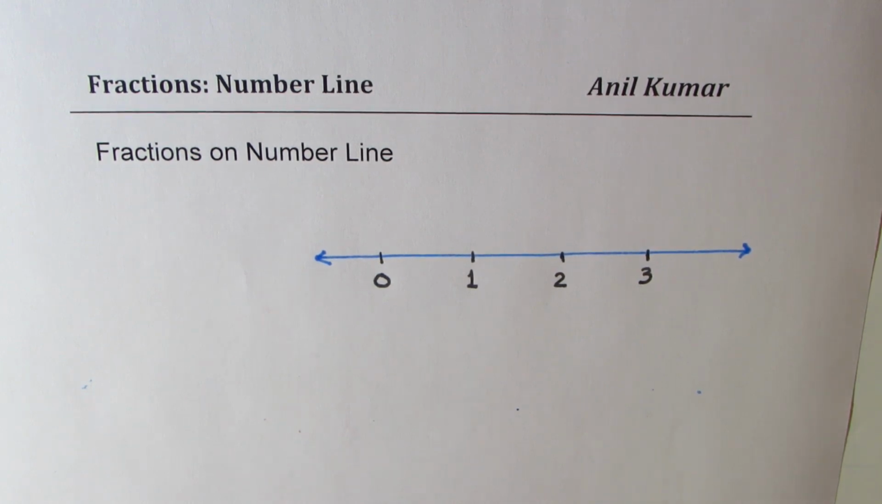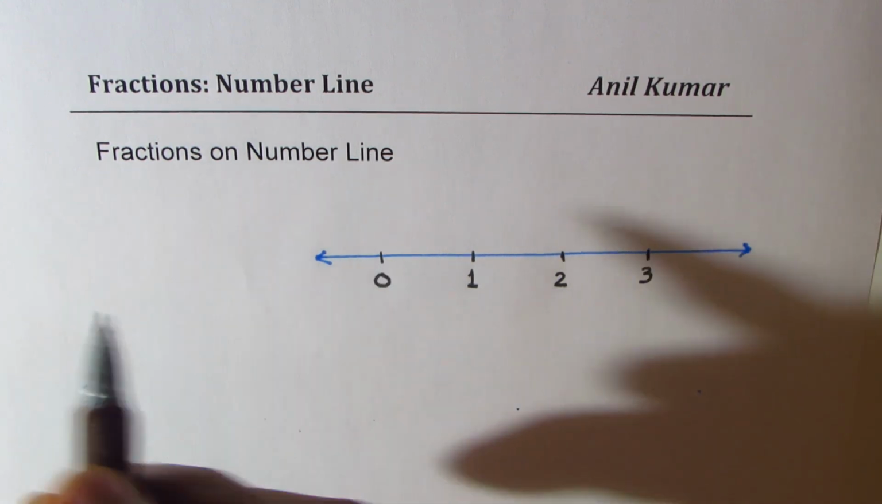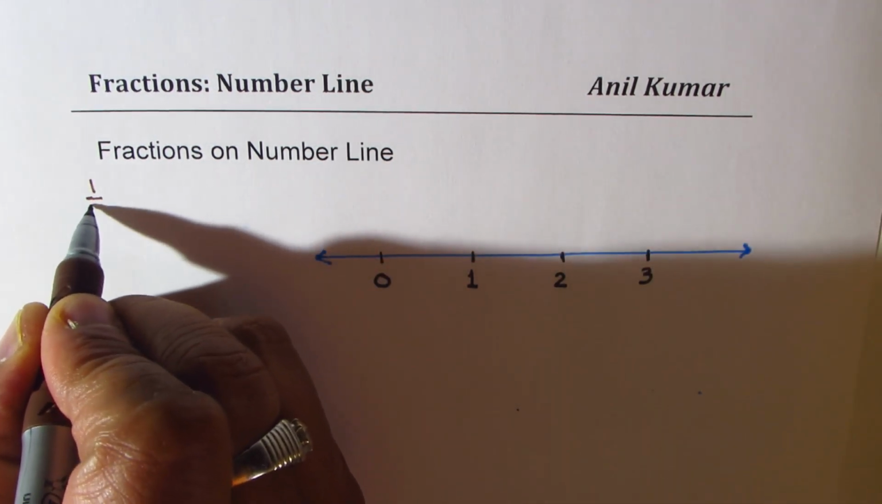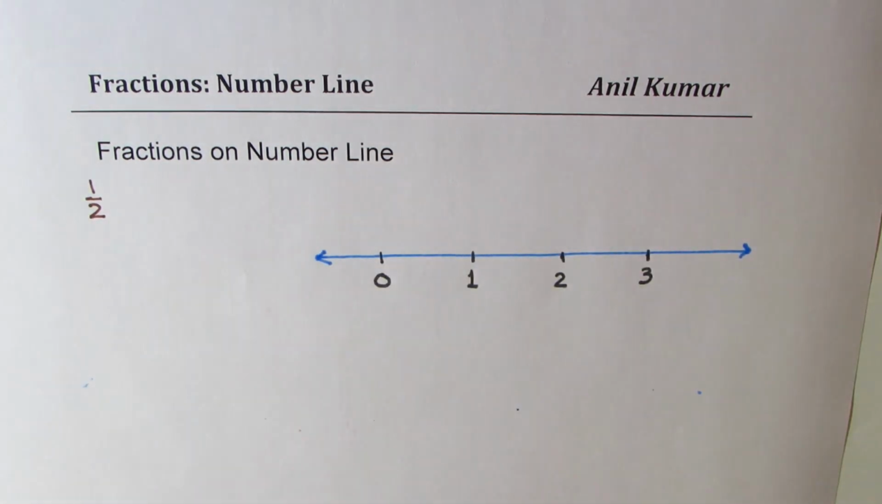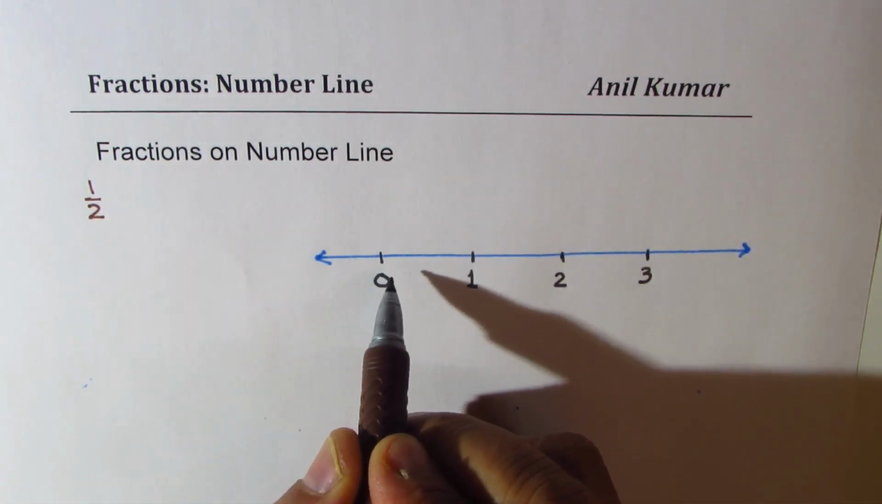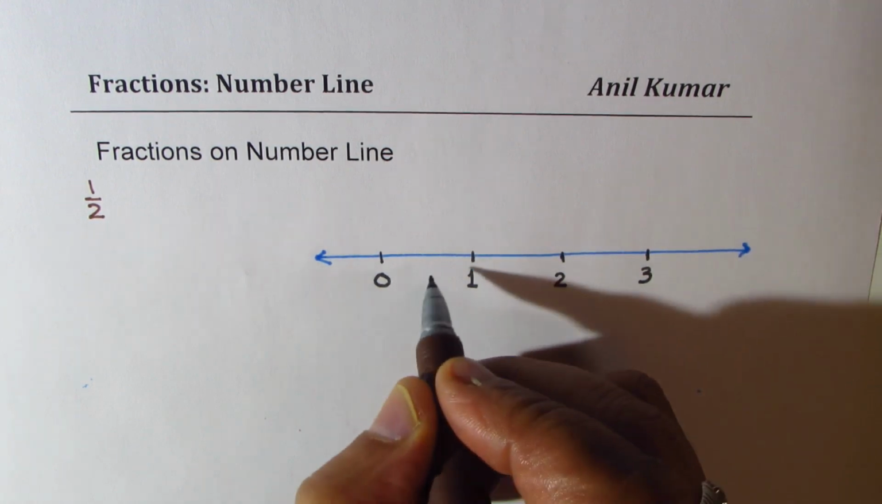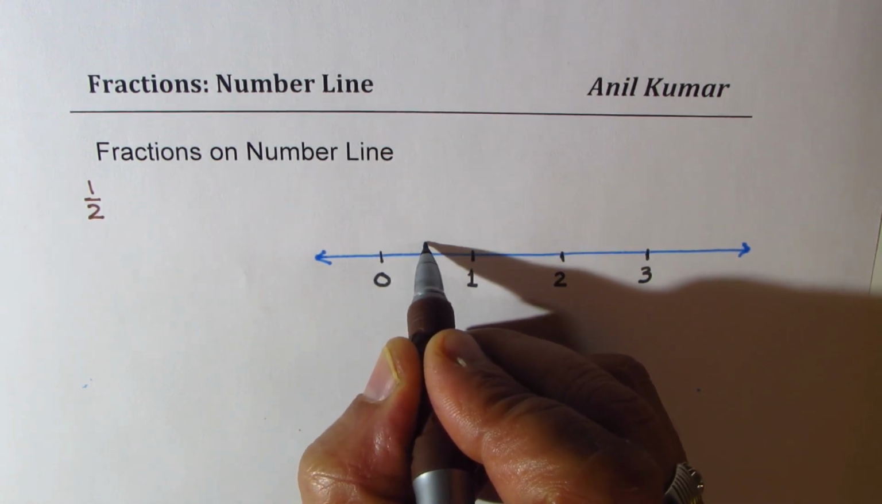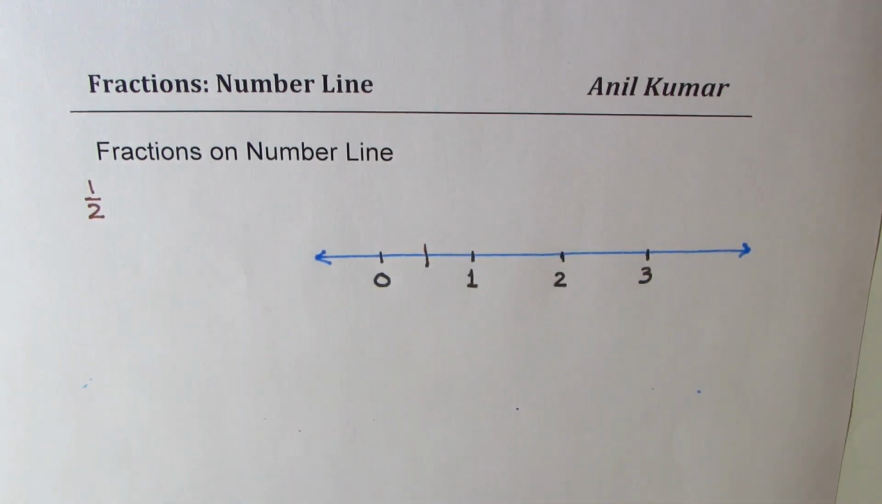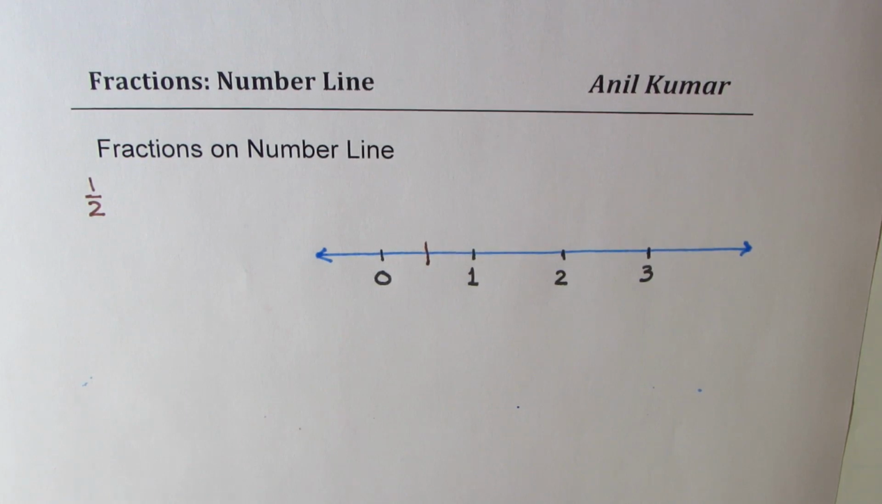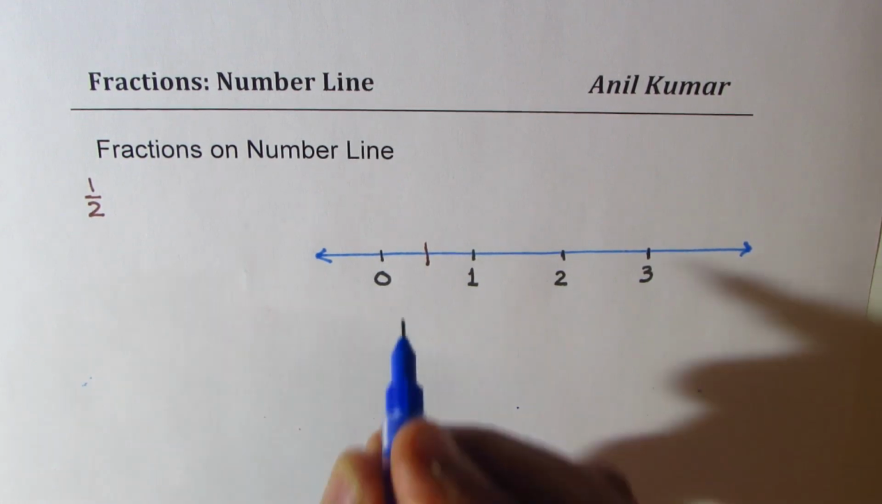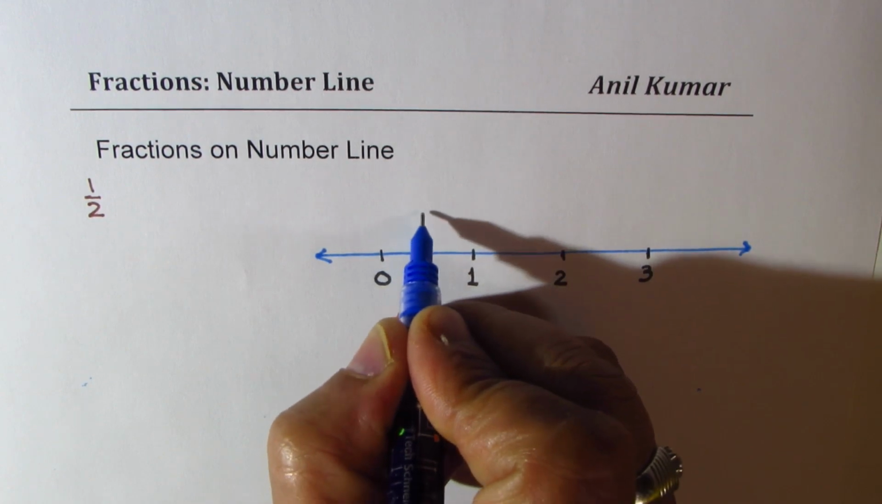Now the question is how to write fractions on a number line. Now let's take some simple fractions to begin with. So let's talk about half, right? So let's see how to place half on a number line. Now half is a number between 0 and 1 right in the center, correct? So that will represent half for us. So midway between 0 and 1 will be half. So I'll write half here.